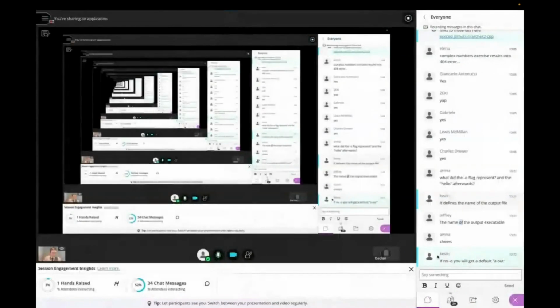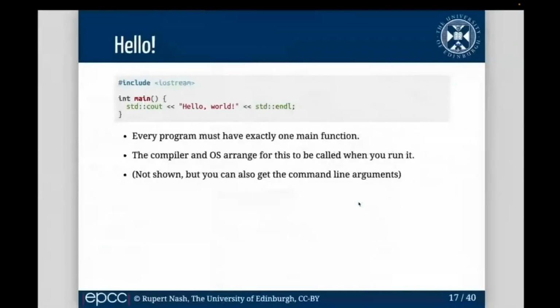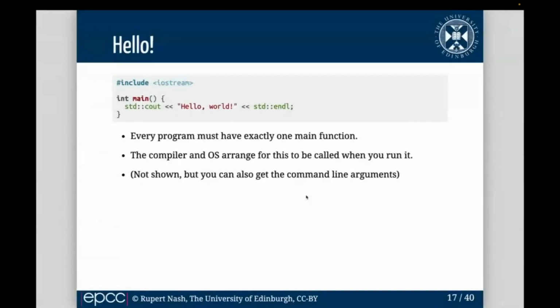So if we have someone in Python, yes, exactly, Kevin. If you don't put it, it defaults to a.out. Yeah, that's it. So one main function, if you try to put two, it will complain.